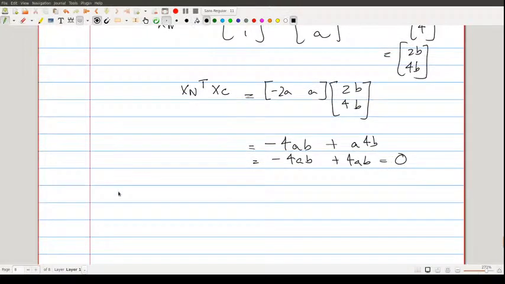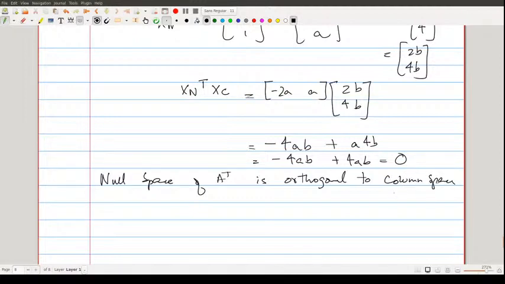So the null space of A transpose is orthogonal to the column space of A. And that's it. Okay, so that's another example of the same thing that we did so far.